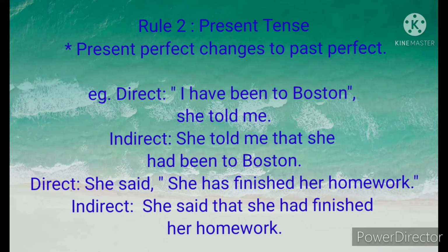I have been to Boston, she told me. Here, the first part is the reported part and the second part is the reporting part. The reporting verb is told, that is past tense. And so, the reported verb also should be changed into the corresponding past form. So, the indirect speech is, she told me that she had been to Boston. Past form of have been is had been.